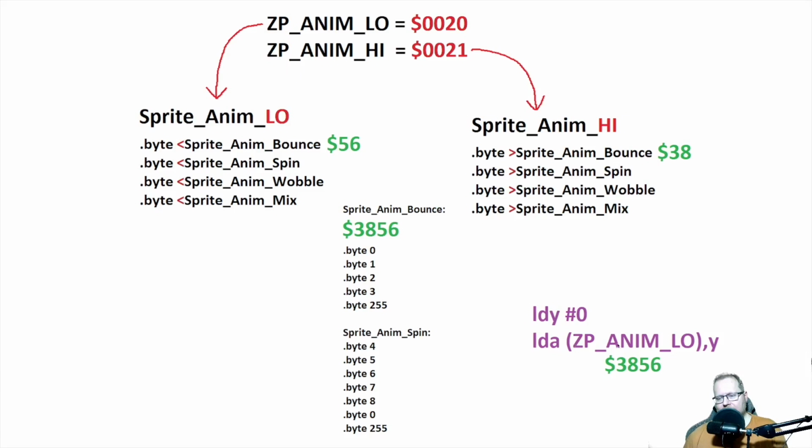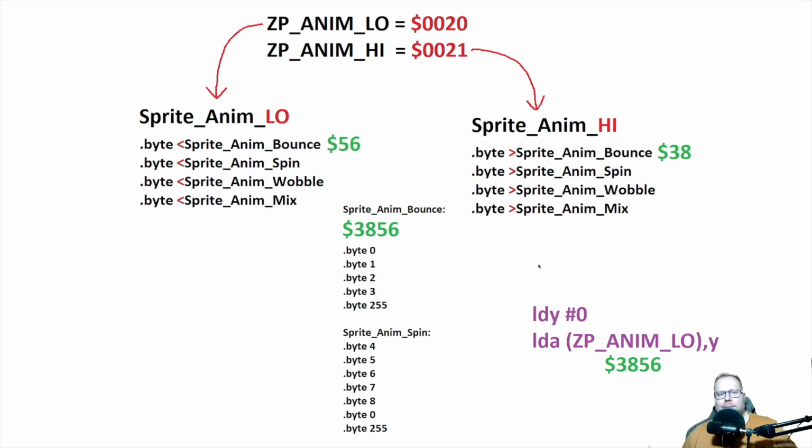LDY 0, LDA cp anim low, comma y. Well, we are here right now, right? Comma y, and y is 0. That means we are going to get the first entry here in this table. If I say LDY with 1, I'm going to get the second entry. LDY with 2, third entry, and so on.